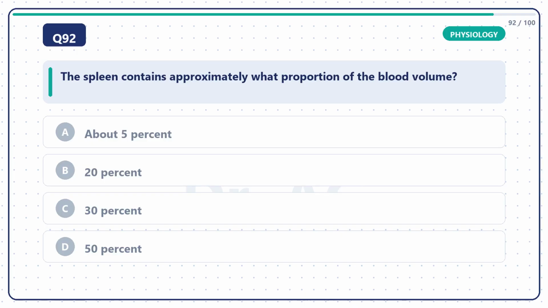Rods. Question 92. The spleen contains approximately what proportion of the blood volume? Option A. About 5%. Option B. 20%. Option C. 30%. Option D. 50%.